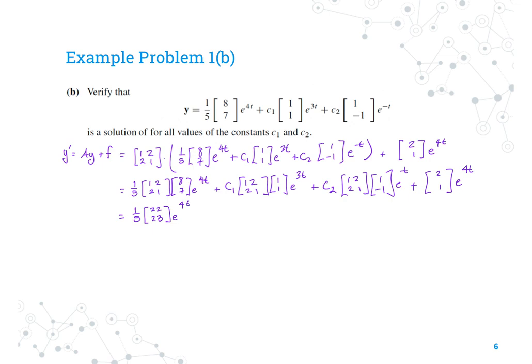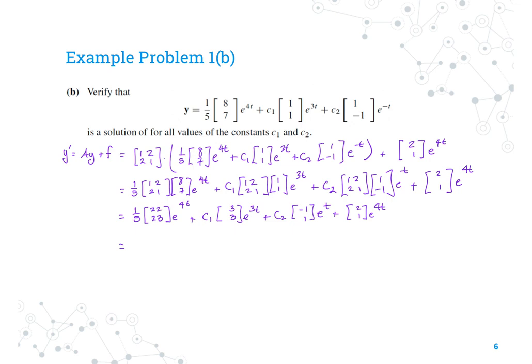E to the 4t. And in the same way, we're going to multiply 1, 2, 2, 1 and 1, 1. So 1 times 1 is 1, plus 2 times 1 is 2. 1 plus 2 is 3. So we get 3, and we'll also get a 3 when we do 2 times 1 plus 1 times 1. So c1 times the column vector 3, 3, e to the 3t, plus c2 times 1 minus 2, which gives me negative 1, and 2 minus 1, which gives me positive 1, e to the negative t, plus 2, 1, e to the 4t.